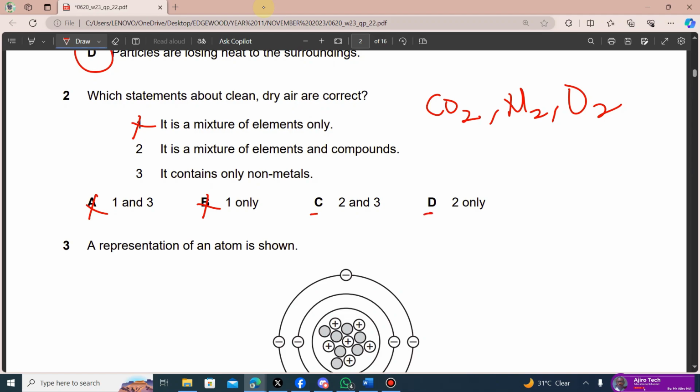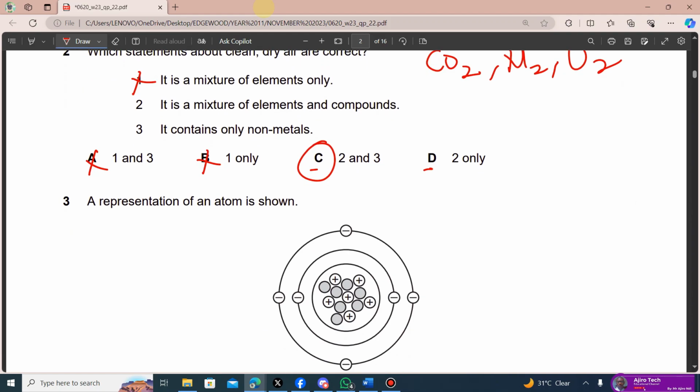So we have something to work with now. It's a mixture of elements and compounds. That is correct. It contains only non-metals. Yes, if you look at the composition of air, we see that there are only non-metals present there. So C is the correct answer to that.